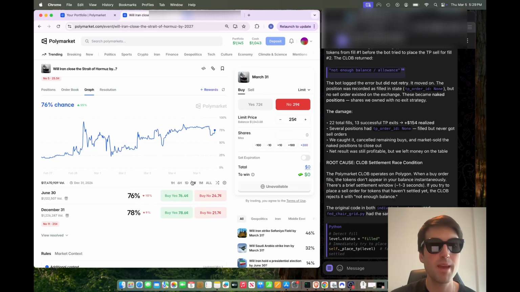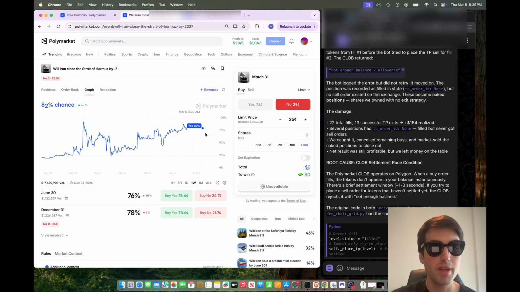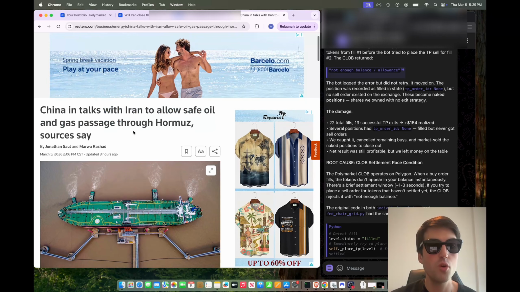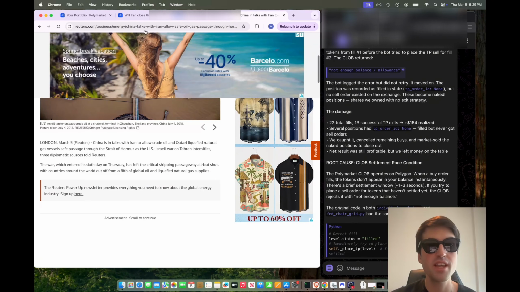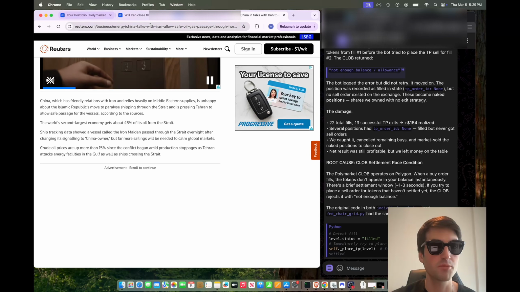In this case, the Strait of Hormuz market basically mean reverted a bit down because there was a headline that came out around China talking with Iran to allow safe oil and gas passage. I wasn't quick enough to capture this, but that's why I'm running the bot in the first place.